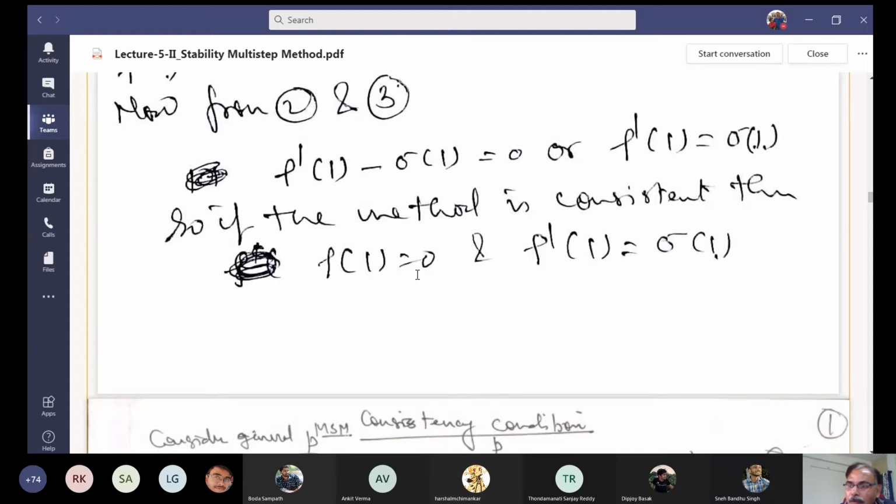One root. Yes, is your psi equal to 1? Yes, sir. Okay. Because these two conditions are required conditions, meaning any method you develop has to be consistent. Once it has to be consistent, you require that rho 1 equal to 0 and rho prime 1 equal to sigma 1. So those two conditions, C0 equal to 0 and C1 equal to 0, are equivalent to rho 1 equal to 0 and rho prime 1 equal to sigma 1. Is that right? Yes.